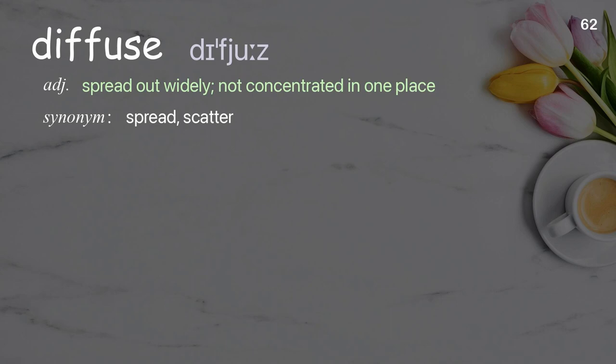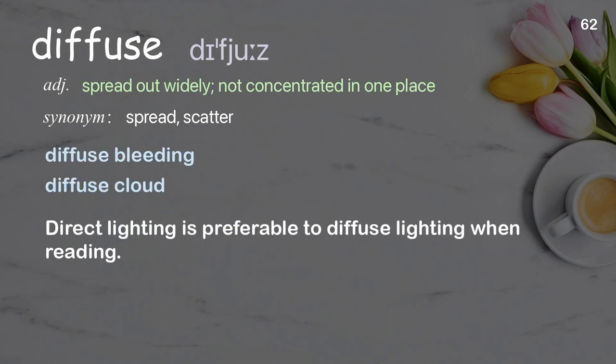Diffuse. Spread out widely, not concentrated in one place. Examples: diffuse bleeding. Diffuse cloud. Direct lighting is preferable to diffuse lighting when reading.